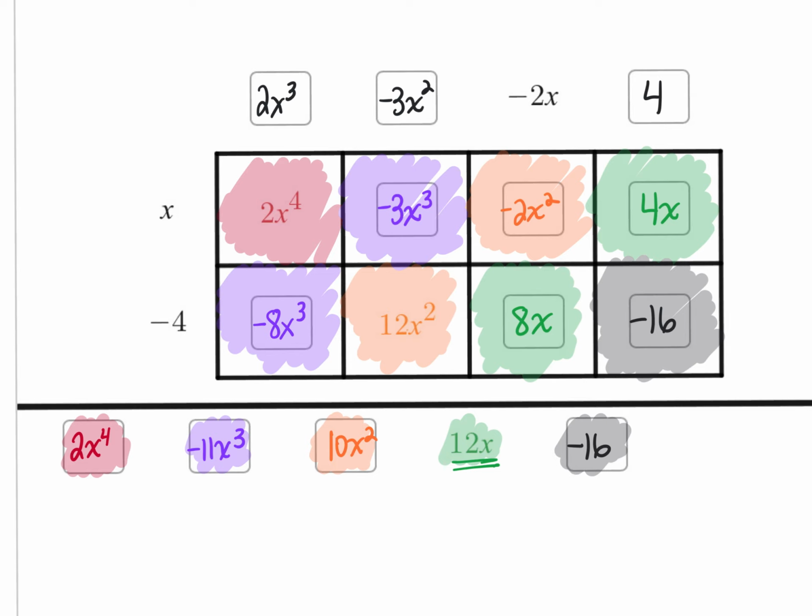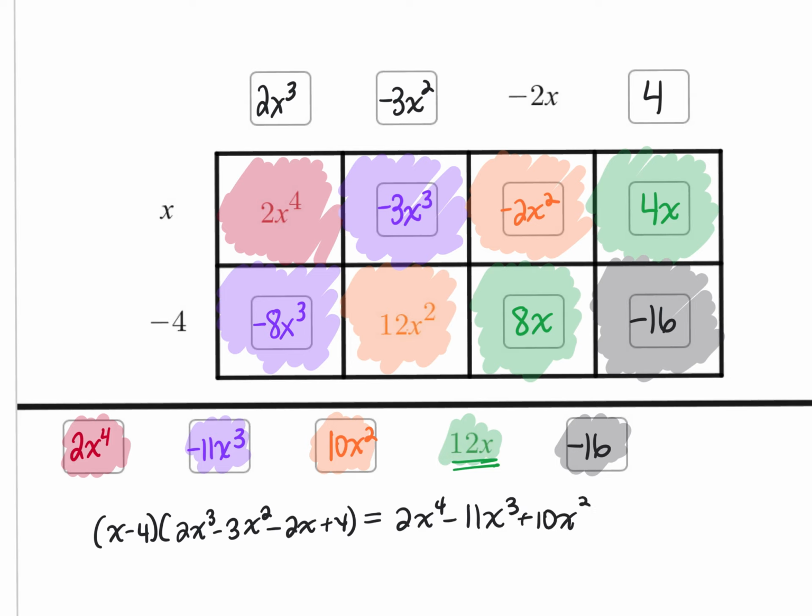So remember, what we're saying here is that x minus 4 times 2x cubed minus 3x squared minus 2x plus 4 is equal to 2x to the fourth minus 11x cubed plus 10x squared plus 12x minus 16. This is our product written as a sum, okay? It's the sum of everything inside our boxes. This is our product written as a product.